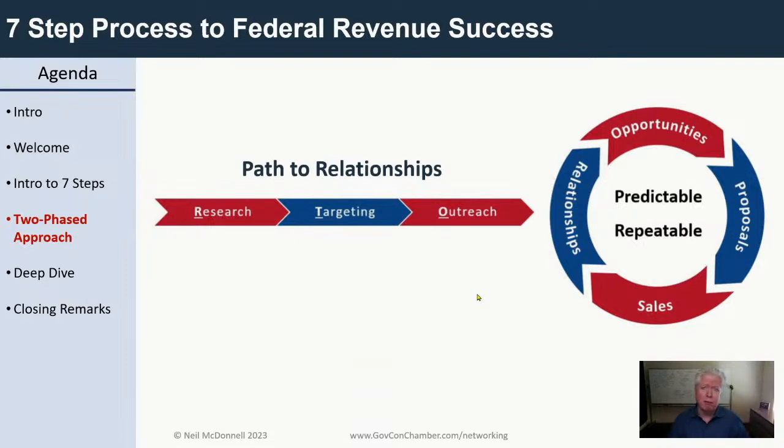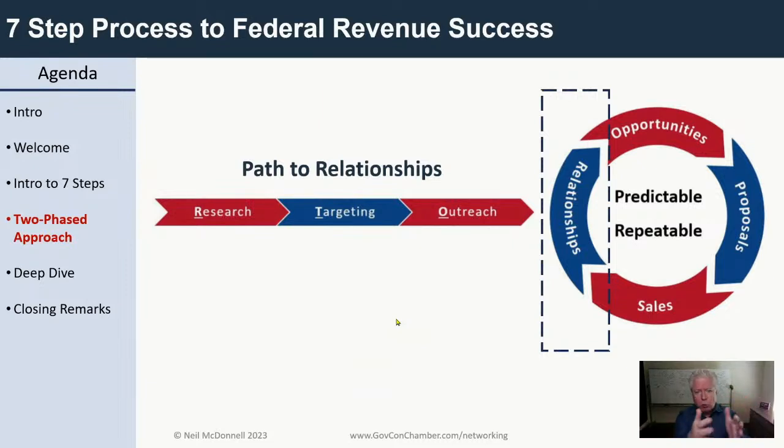And this is vital for capture and for business development, because without strategic relationships, you're really not going to go that far. You're going to struggle trying to learn anything about the particular opportunity, or if you're in business development, you're going to struggle learning anything about the agency or hearing about new opportunities, et cetera. And so this is why we want these first 3 steps in there: research, targeting, and outreach. They lead to strategic relationships.